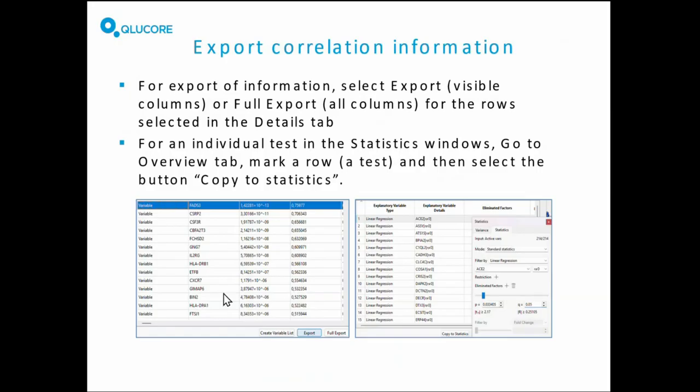And here is a selection then, and as you can see here, you can press export and a full export. Export is those things that you see. Full export is also the other columns that you haven't specified, but it exports all of them.